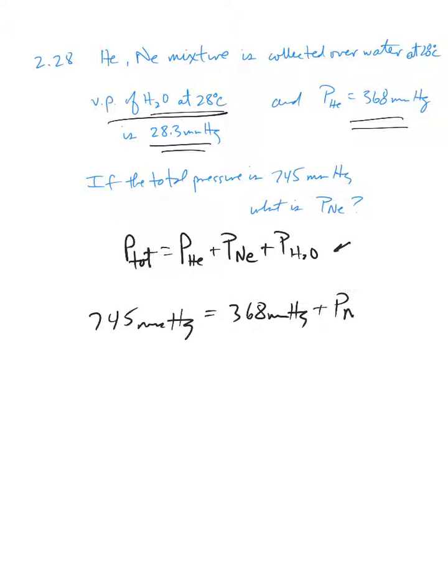The partial pressure of the neon is the number that we're after, and we were given the partial pressure of water. I'm just going to round it off to the whole number of 28 millimeters of mercury. If I solve for the partial pressure of neon, I get a value of, drum roll please, 349 millimeters of mercury.